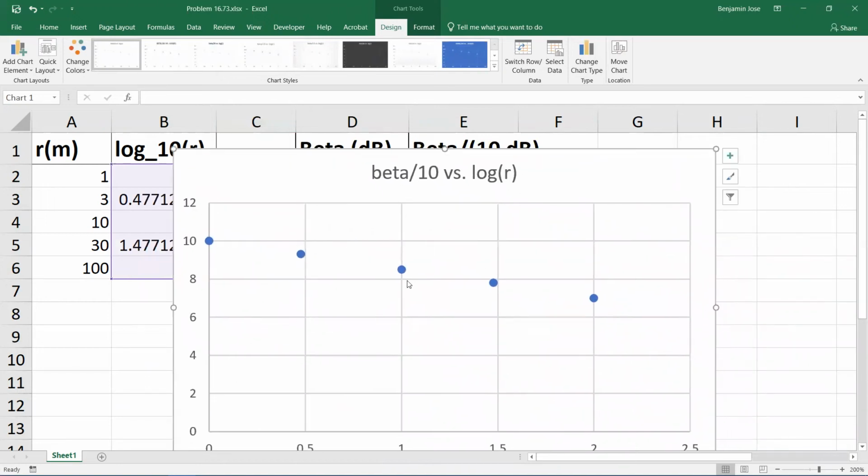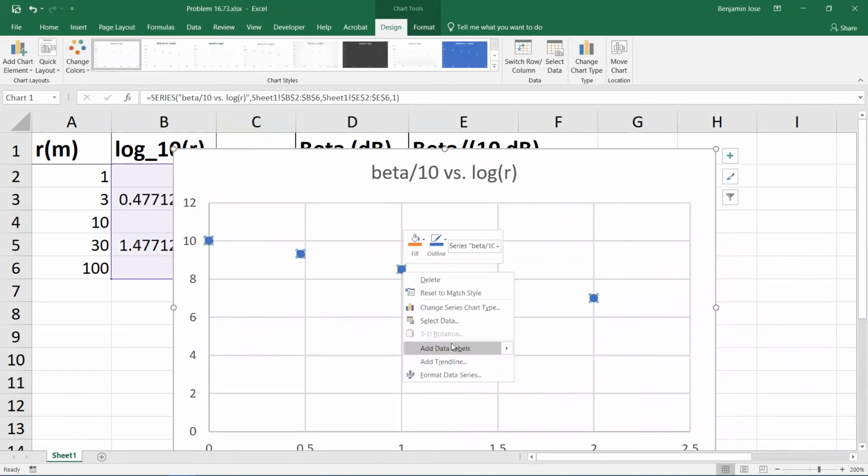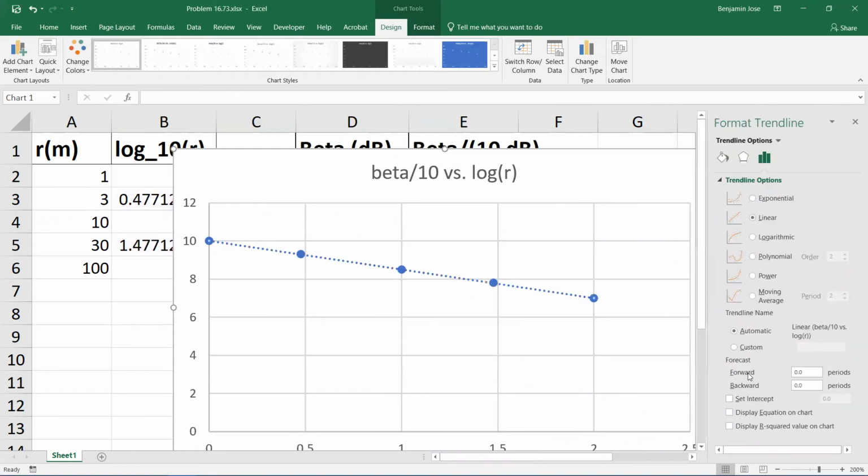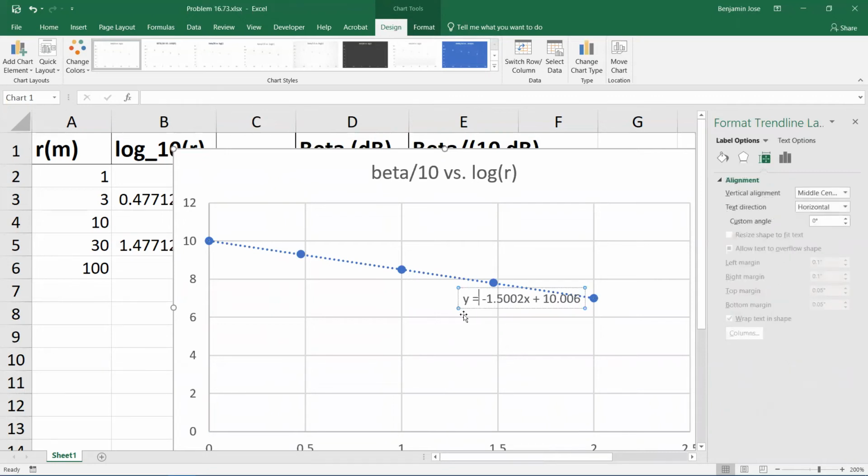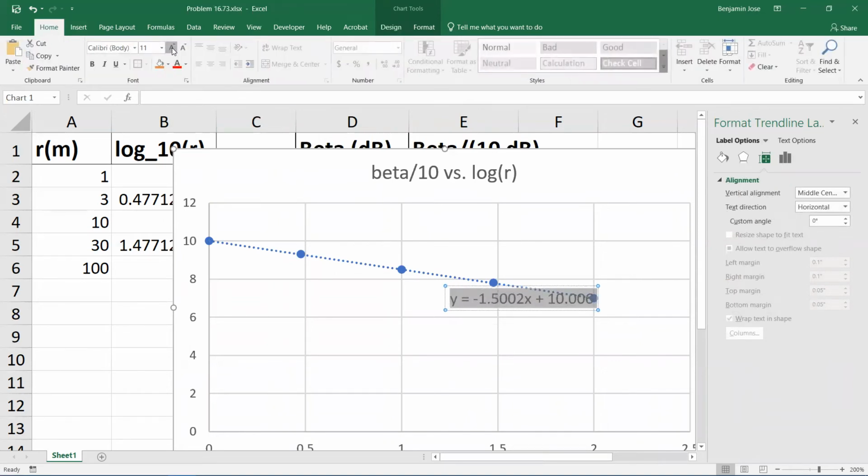So let's do a best fit line now. Right click on one of the data points, add a trend line. This is one way to do it. And I'd like a linear dependence. That's already the default option. I would like to display the equation on the chart. Okay, so let me enlarge this font just a bit. And Excel is telling us that the slope of the line which best fits the data given to us is -1.5. So let's go back to the algebra now.